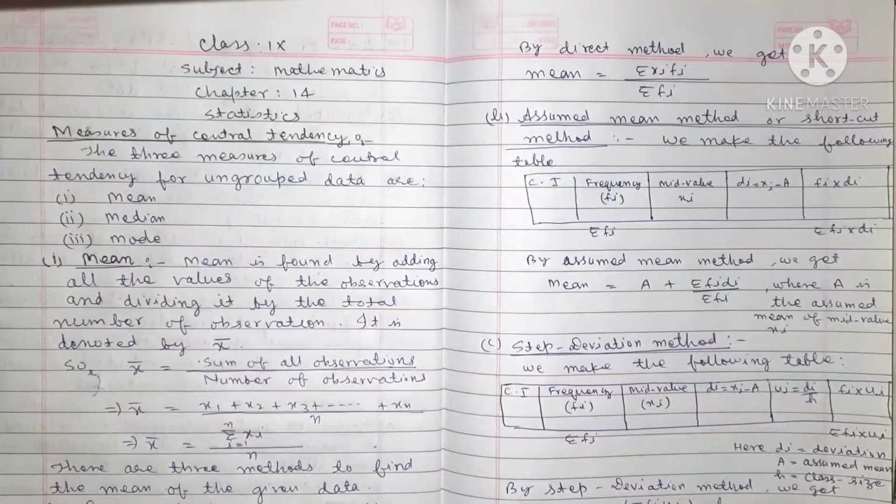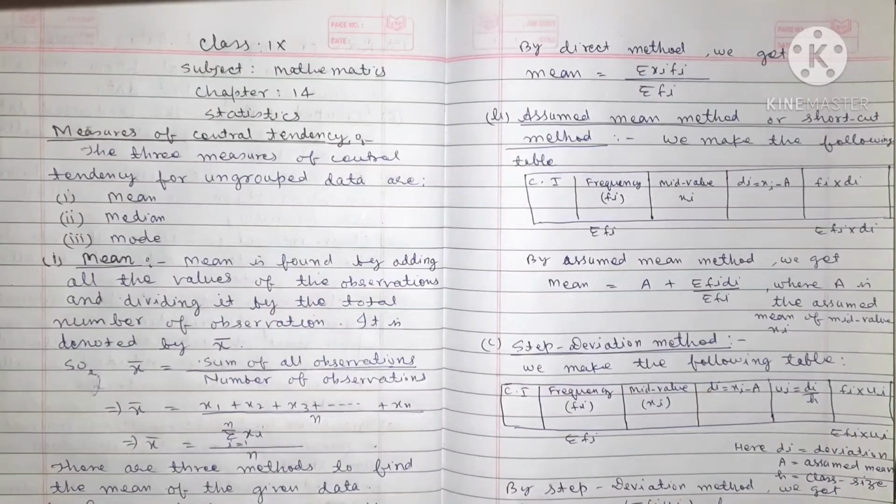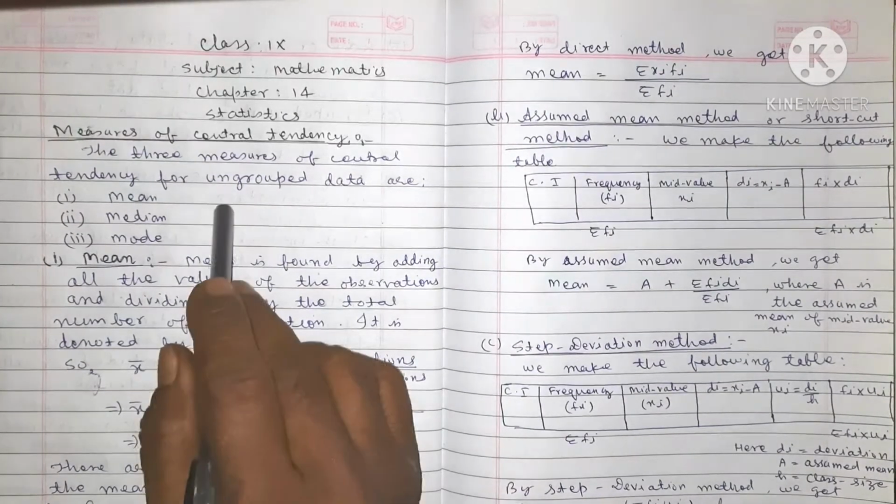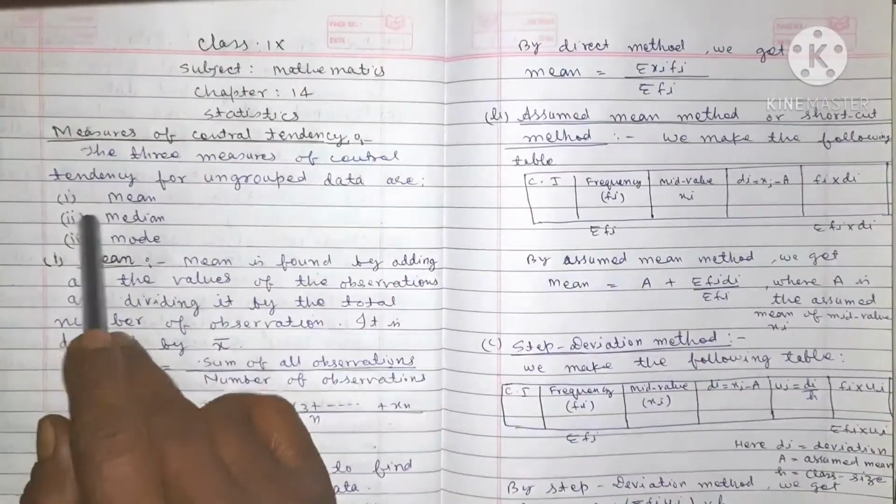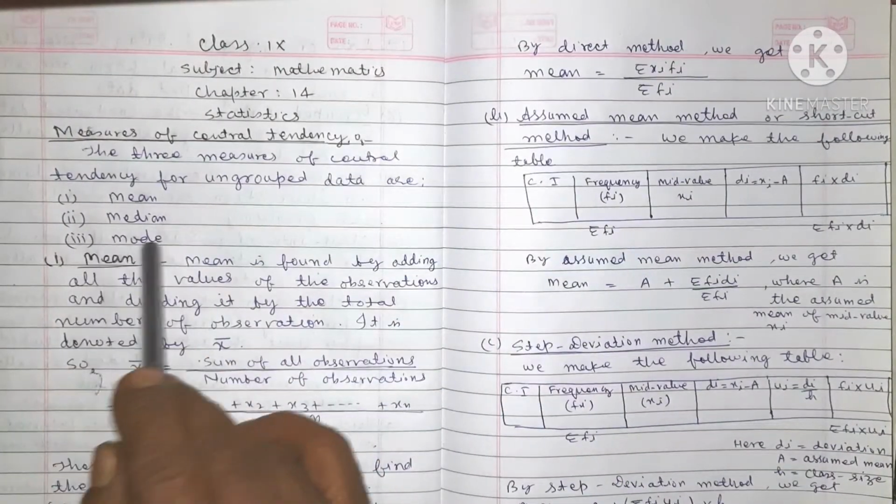Dear students of class 9, I am going to start chapter 14, Statistics, Measure of Central Tendency. The three measures of central tendency for ungrouped data are first mean, second median, third mode.